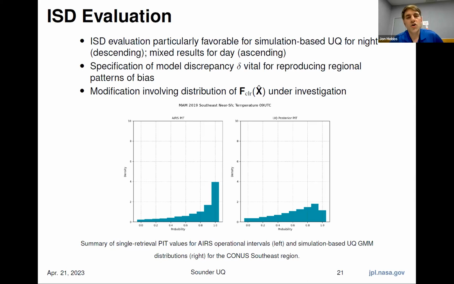Another remark, and a current avenue of investigation for us, is this model discrepancy element of the simulation pipeline. It's something that we're taking a closer look at. In the previous work on the Orbiting Carbon Observatory missions, we spent a good deal of time on this and made some modifications to the strategy for the model discrepancy that are capable of reproducing some of the regional patterns of bias. That seems to be a real key in this whole pipeline. And so we're in the midst of assessing a different specification for that in the case of errors.